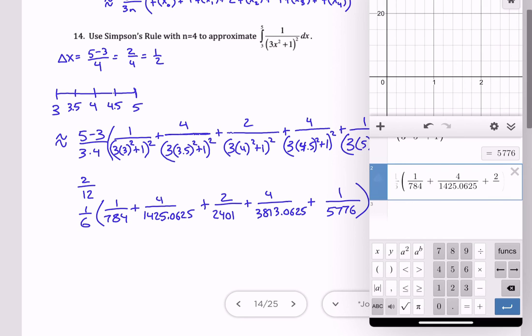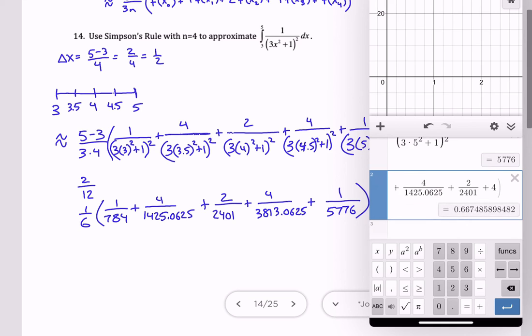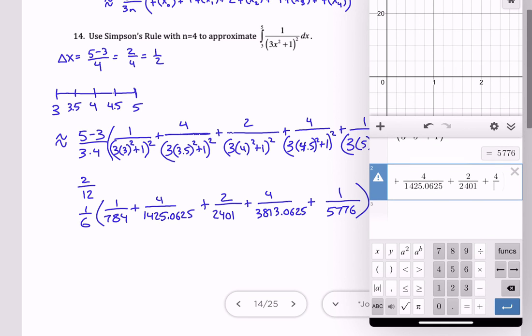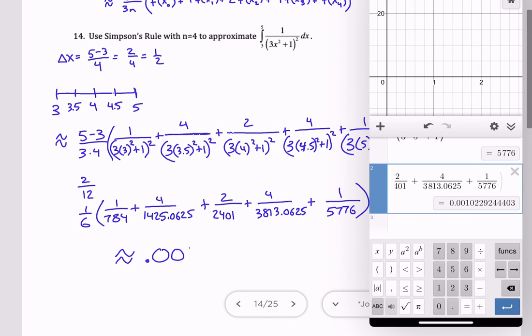Just be very careful when you type this in. You're getting the coefficient right. Okay, and when you do this, you're going to round to 3 decimal places. So in this case, it's going to be 0.001.